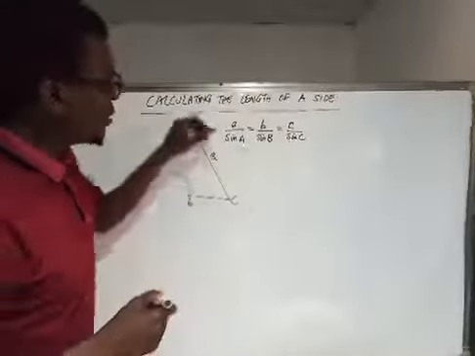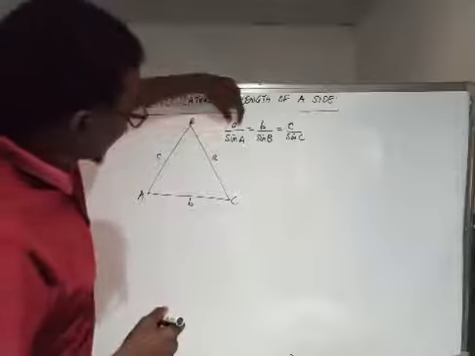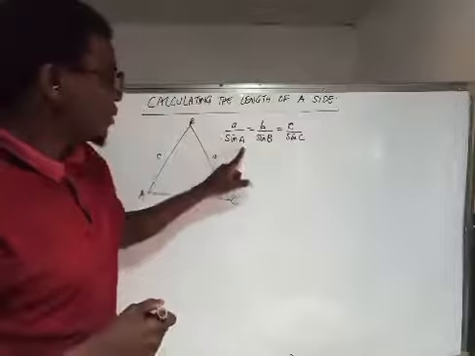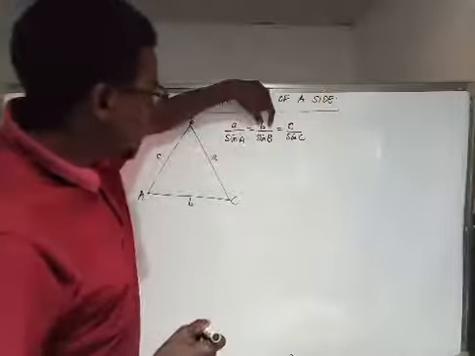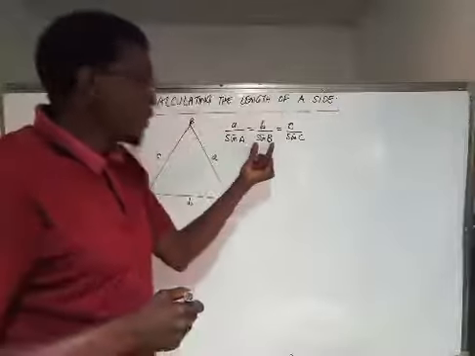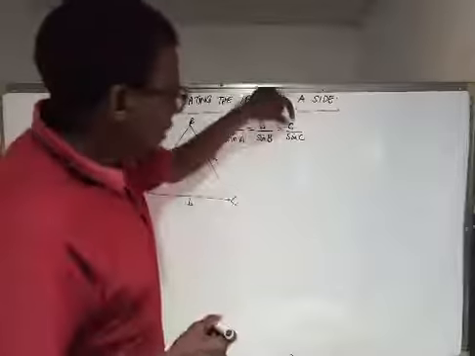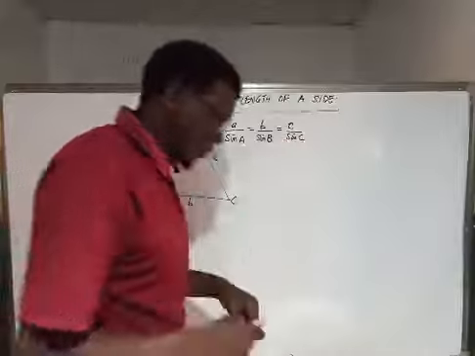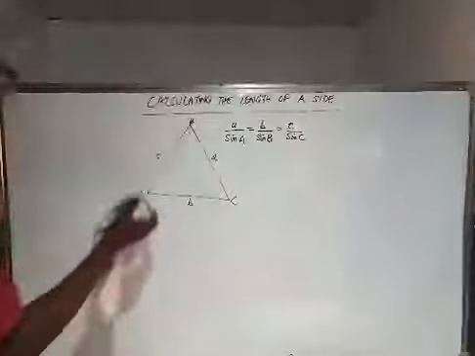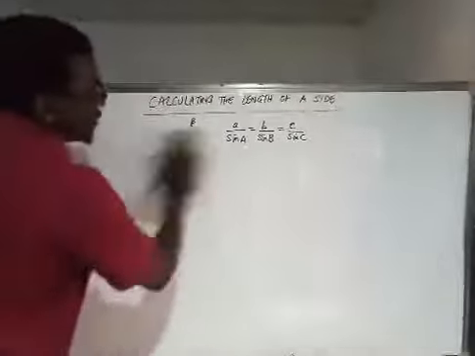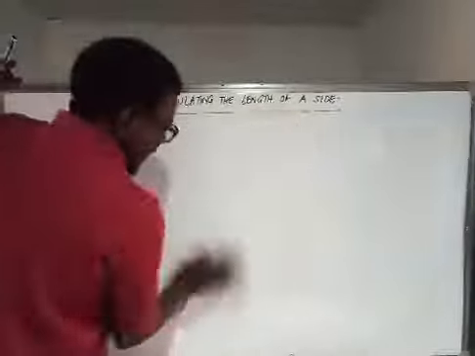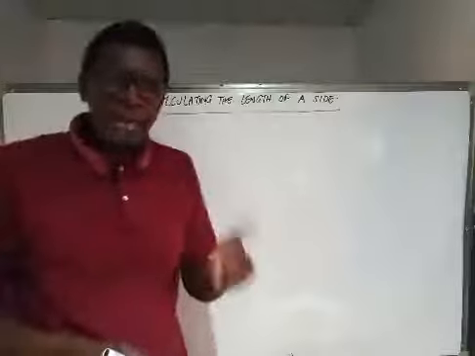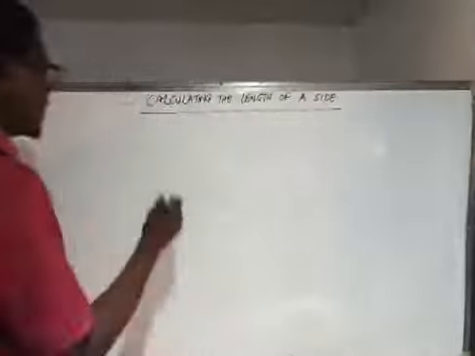So we are simply comparing the length with the sine of the corresponding angle. The side with the sine of the corresponding angle. So basically this is what we are going to be doing under the sine rule: comparing the length of a side to the sine of its corresponding angle. Let's look at this.